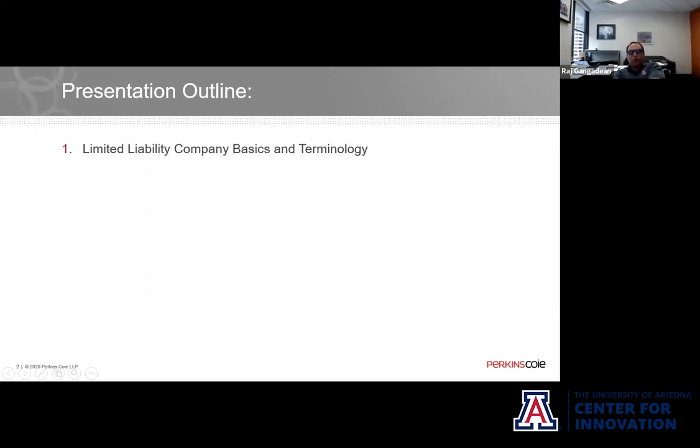Okay, so quick outline. Again, this is going to be a real short talk, but I'll give you a quick outline of what we're going to talk about. Some basic limited liability company basics and terminology, just so you know what the terms are that people are using. And then just generally, what does an operating agreement address? What kind of issues does it address? Who's it between? What are some of the important things you need to think about when you're ready to start putting together your operating agreement? And so this is just a basic high-level overview of those issues.